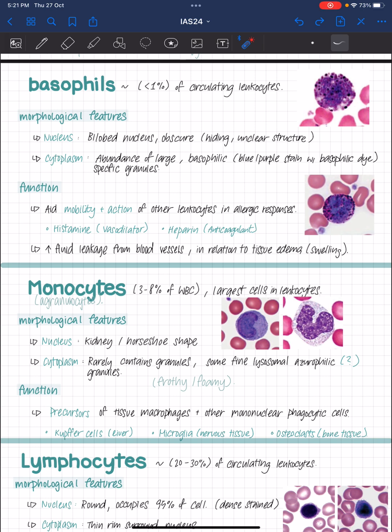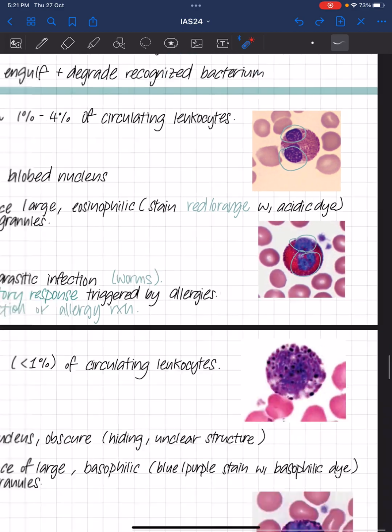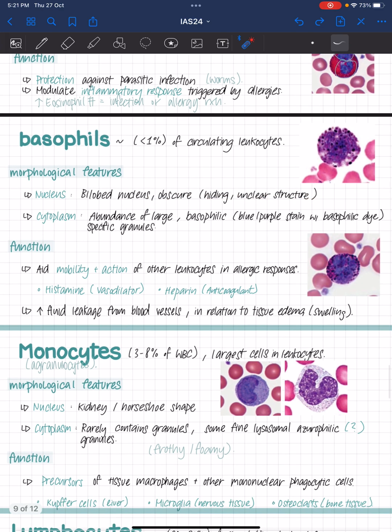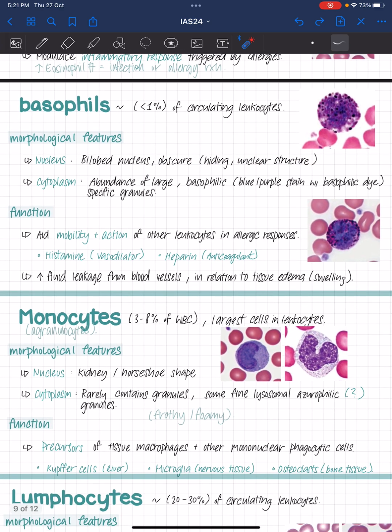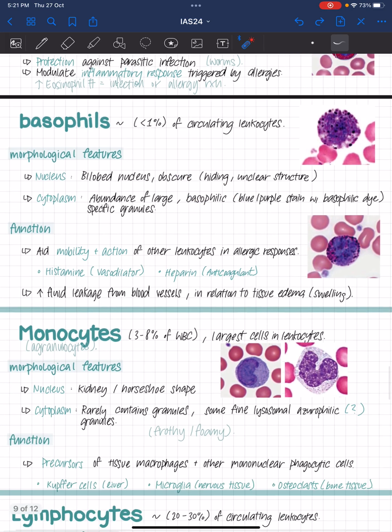Their nucleus is also kind of bilobed, although it is clearly not as clear as the eosinophils. They are known as an obscure, unclear structure. Their cytoplasm is filled with not eosinophilic granules, but basophilic granules, so you can link that with the name. The basophilic granules are stained blue-purple.